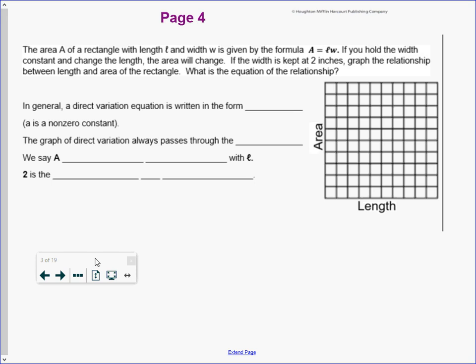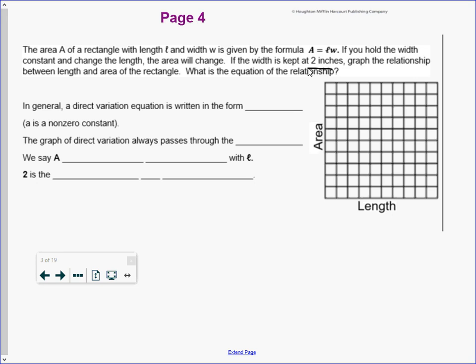So here we're told an area of a rectangle with length L and width W is given by the formula area equals length times W. And if we hold the width constant and change the length, the area will change. So basically what that's saying is that if I have a rectangle that always has a width of 2, and I change the length, let's say I have a length of 2, then I upped it to a length of 3, the area is going to change, right? The width stays, like in the next sentence, it says it's kept at 2 inches. If the width stays at 2 inches and I change the length, the area is still going to change.